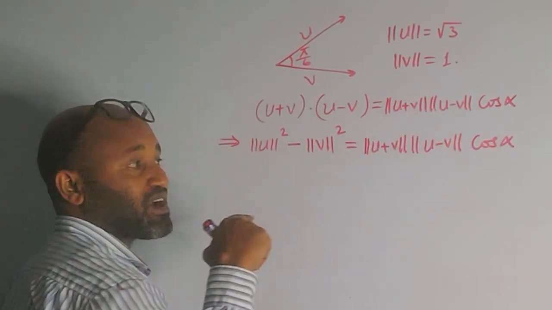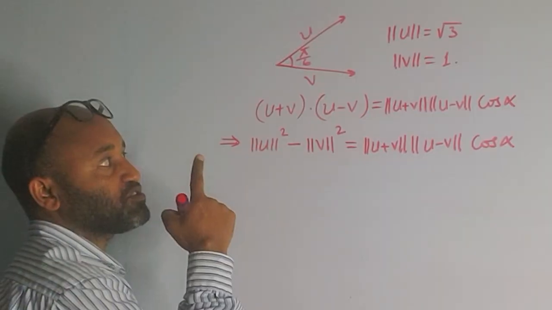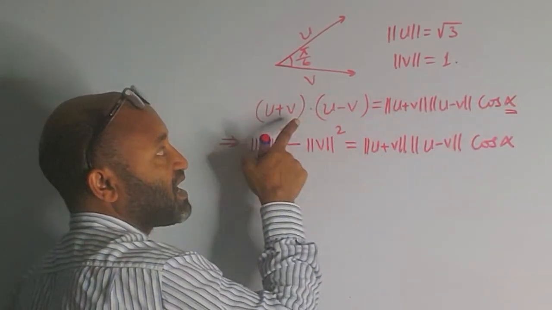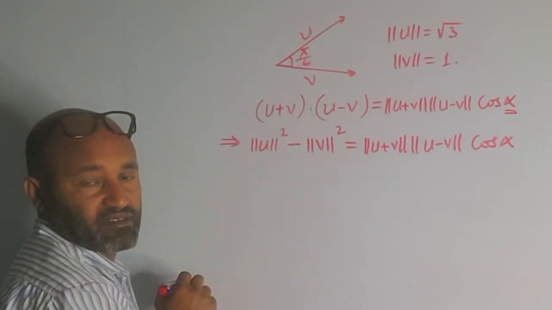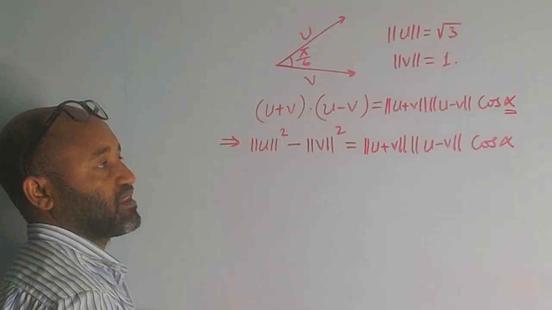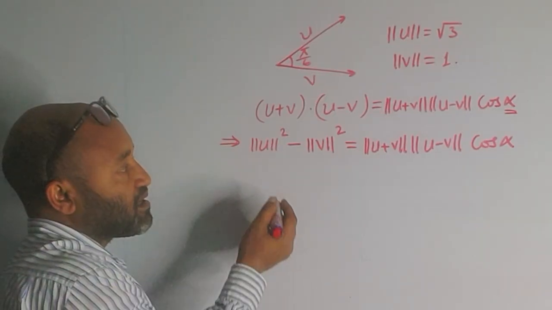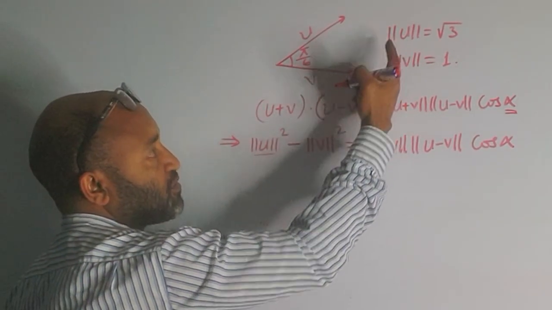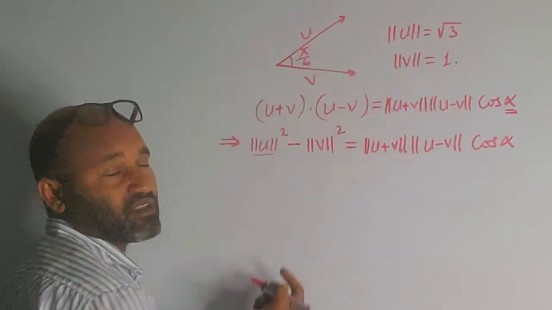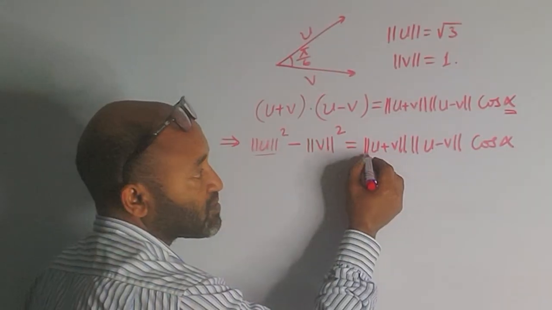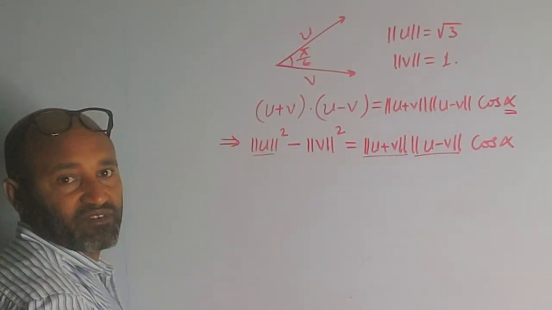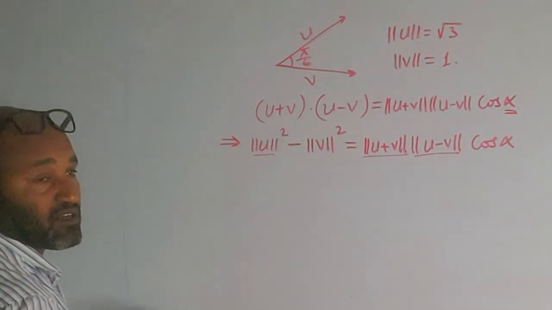We are looking for angle alpha, the angle between u plus v and u minus v. We consider here alpha as an angle of the two vectors. So looking for alpha. Then we have magnitude of v, we have magnitude of u, magnitude of v. So what remains? What's magnitude of u plus v? What's magnitude of u minus v? So we have to calculate this value separately.